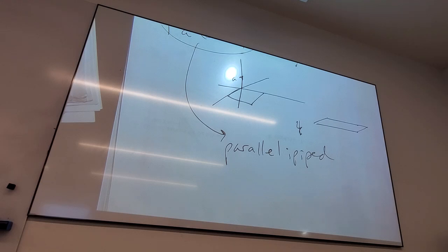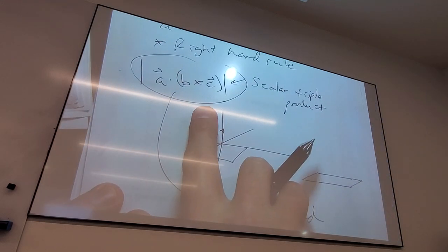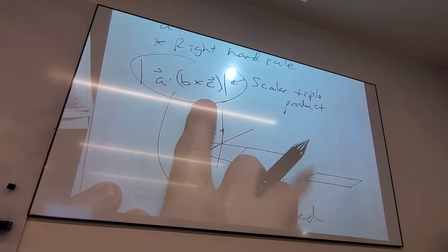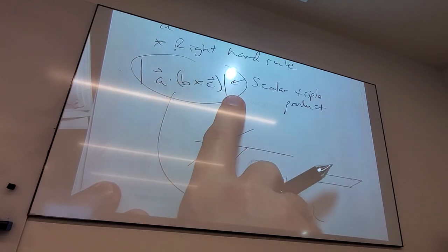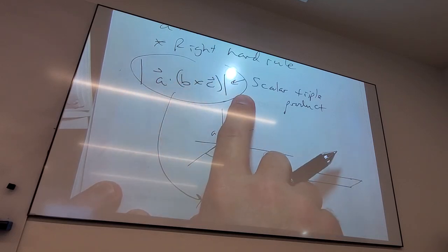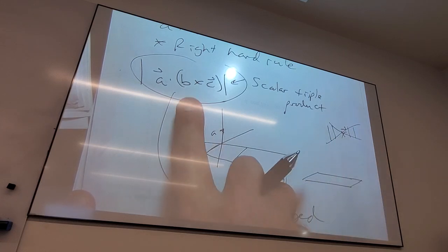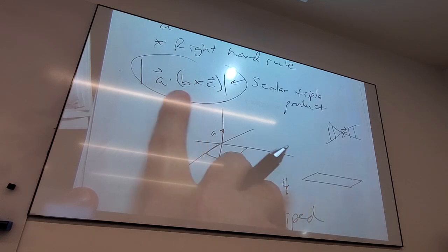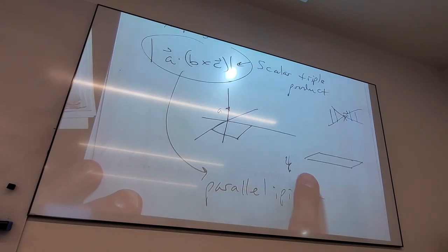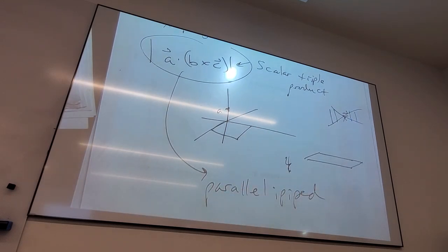And this is just a little side note. If you do this scalar triple product and take the absolute value, you will end up with the volume of the parallelepiped. Kind of nifty. Not the most important thing, but it's there.